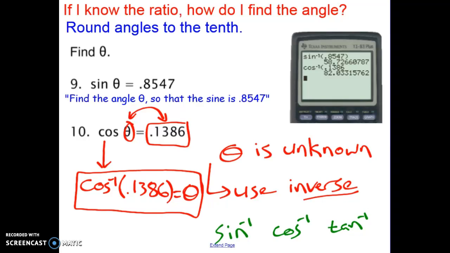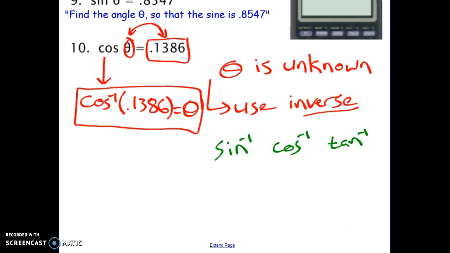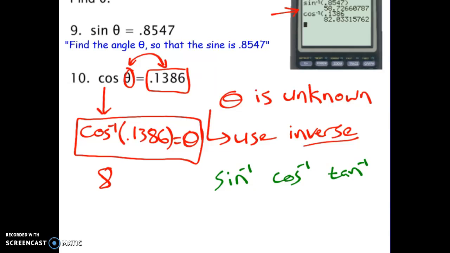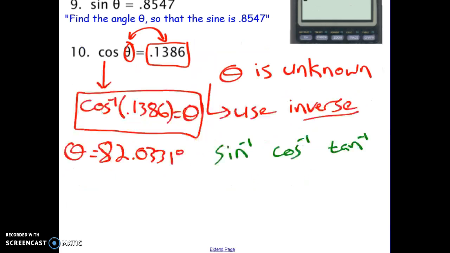And according to this guy right there, we should be getting 82.03, stuff. So my final answer here would be 82.0331 degrees, and that is the measure of theta. If I really wanted to, I could always go back and double check this by typing in cosine of 82.0331, and I should get something pretty dang close to 0.1386.